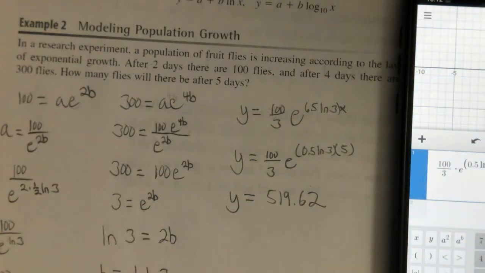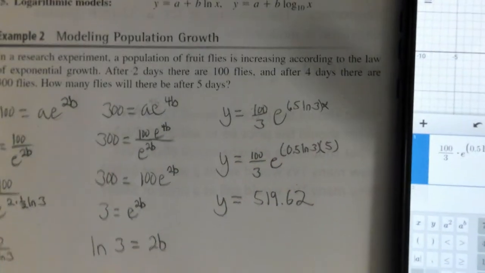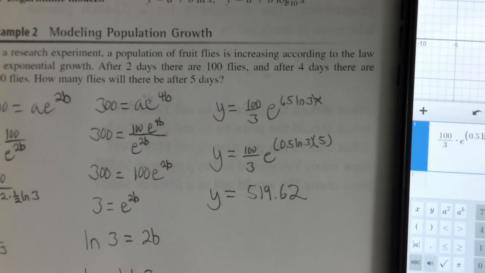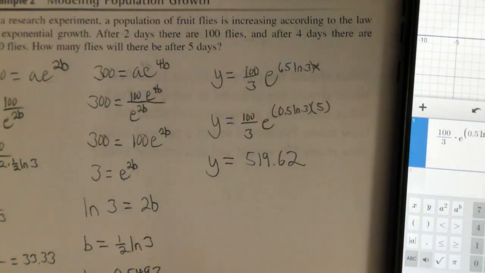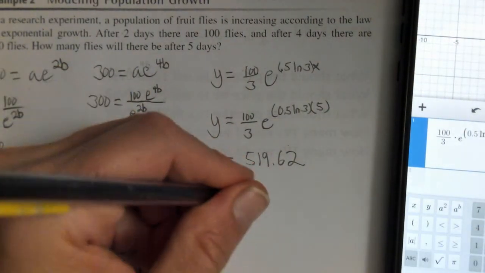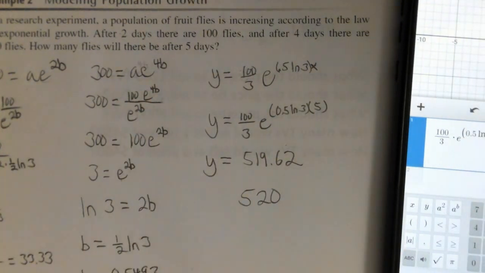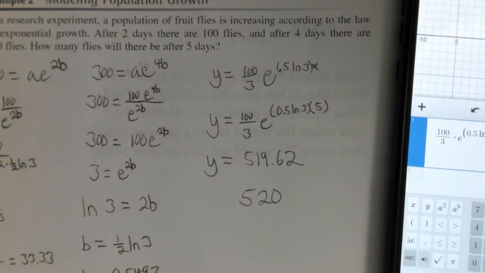519.62. And then of course we're trying to answer how many flies there will be. Alright, so we're not going to say 0.62 of a fly. We're just going to round it up and say the answer is 520. Alright, so there you go. Okay. Next one.